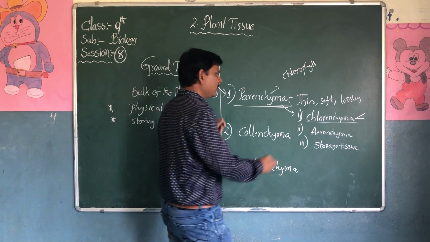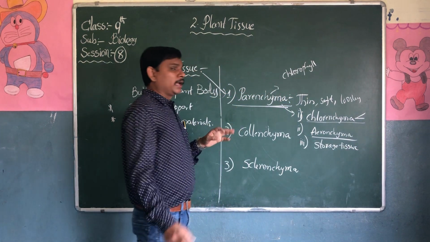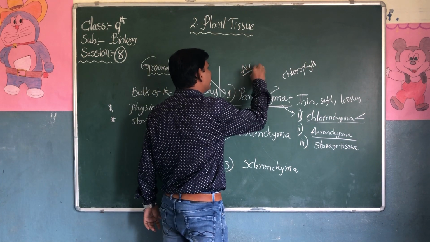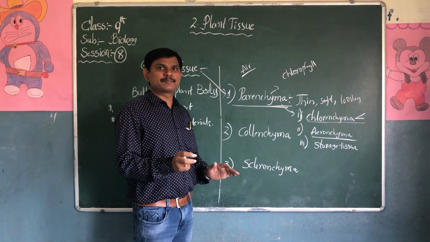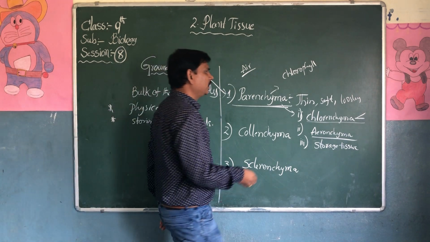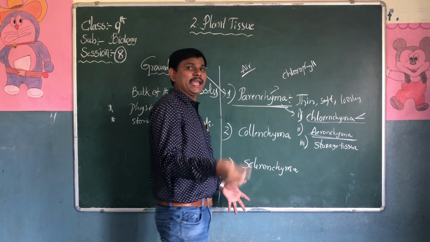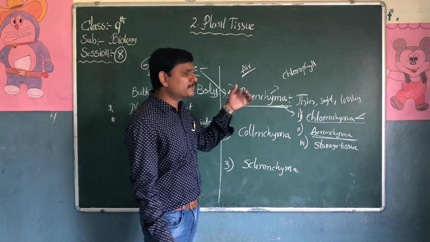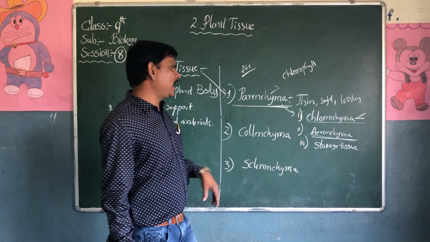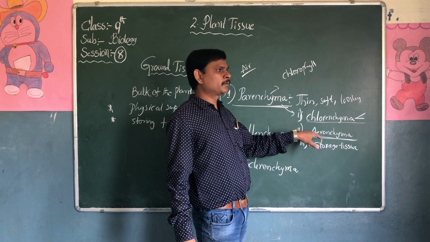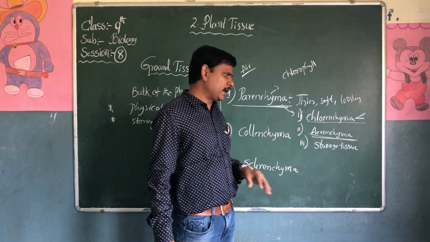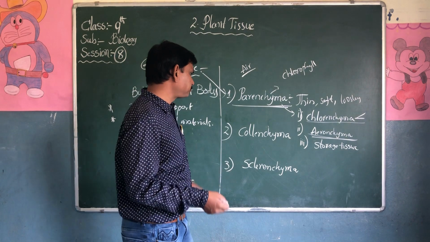The next one is aerenchyma. In the parenchyma tissues, if air spaces are present, such type of parenchyma is called aerenchyma. Aeren is nothing but air. If chlorophyll is there, it is chlorenchyma. If air space is there, it is aerenchyma.